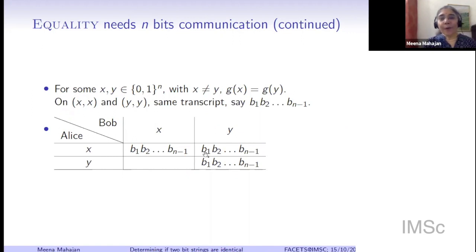So if the protocol says that after Alice sends the first bit, if that first bit is B1, then the next bit must come from Alice again. Then, well, the next bit is again going to be B2 because of this comparison.